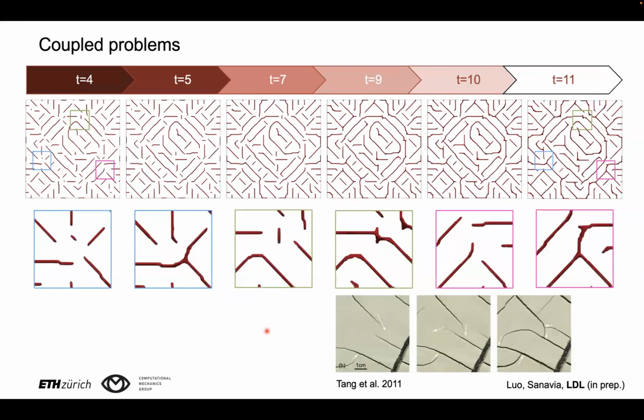And here you see that we can reproduce some features that have been observed experimentally, such as the fact that intersecting cracks tend to be perpendicular to each other. So we can really, again, in this case, pursue a comparison with experimental evidence.